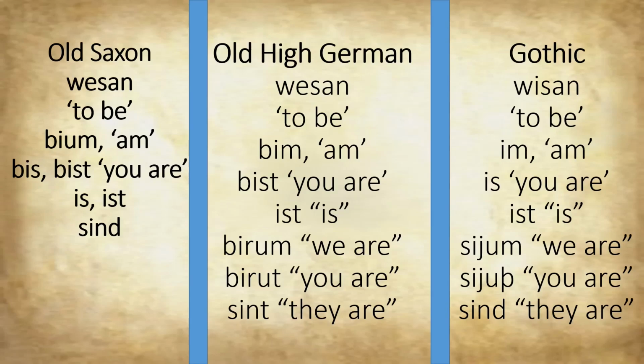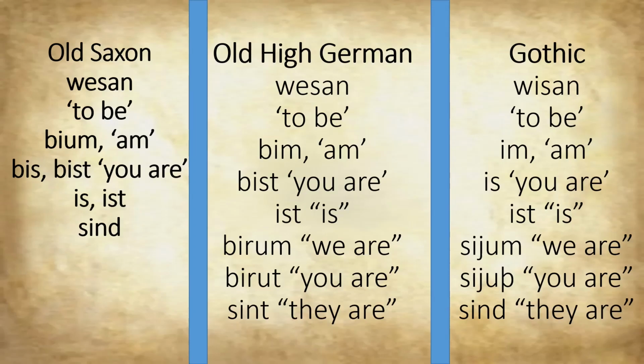So here in the Old Saxon, we have our wesan, that's to be. We got bium, we got bis and bist, that's like saying you are. We got ist and ist, that's like is in English. We got sind, which is interesting in itself. This is the plural present to say we are, you are, they are.